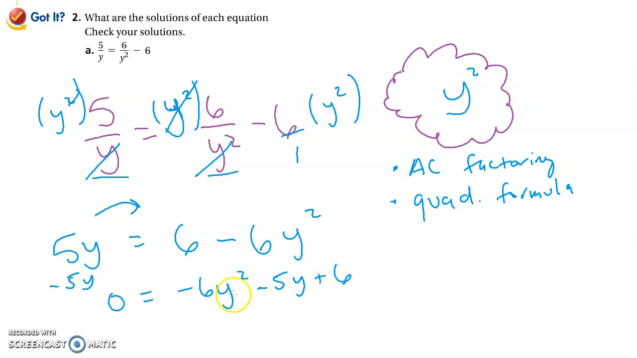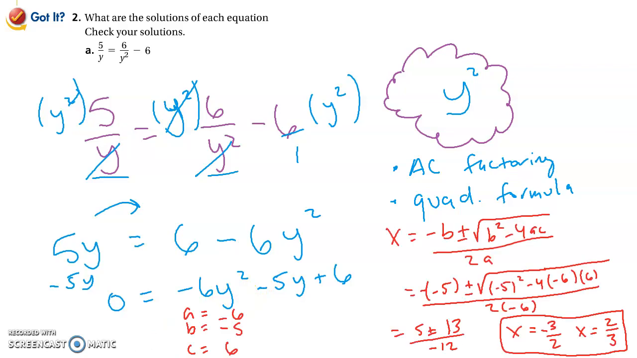Remember, the quadratic formula is guaranteed to work, while AC factoring doesn't always work. For this reason, I chose to solve this using the quadratic formula because it'll work every single time. Now, remember, ABC is easy as negative 6, negative 5, 6.